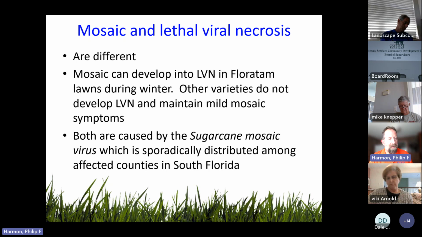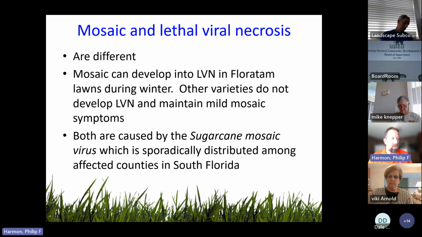We know how this virus is spread. We'll talk about those mechanisms, but in Palm Beach County, kind of ground zero for introduction and spread of this, it has taken some communities 10 years to develop the disease, where others developed it within the first couple of years. So like any disease, the exact movement of where and when it will occur is difficult to predict.